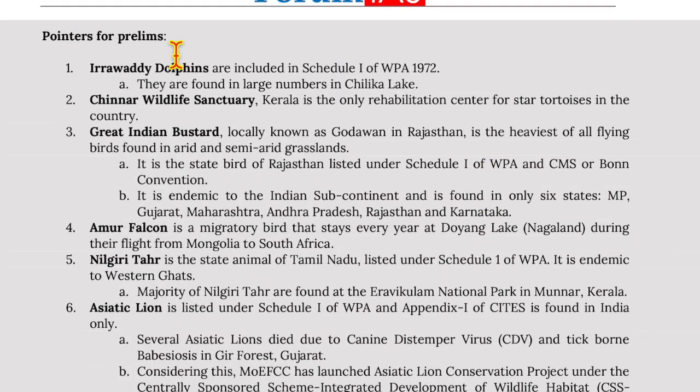Now, moving on to some pointers for prelims, we have Irrawaddy dolphins, which are listed in Schedule 1 of the Wildlife Protection Act of 1972. Now, they are found in large numbers in Chilka Lake. Now, Chinnar Wildlife Sanctuary, Kerala is the only rehabilitation center for star tortoise in the country.